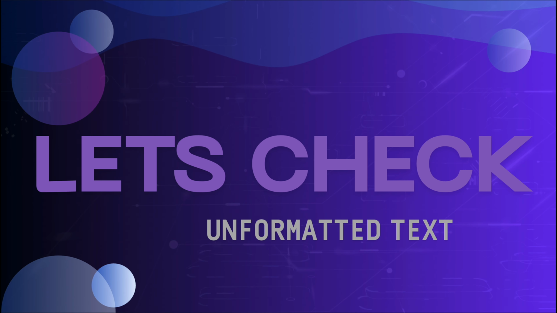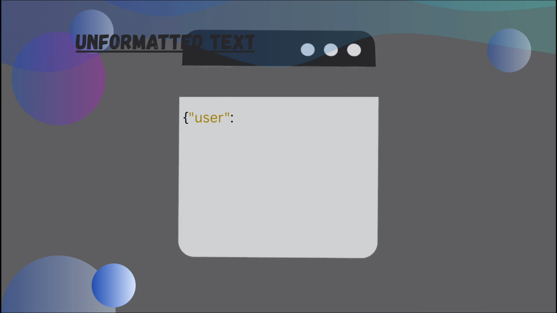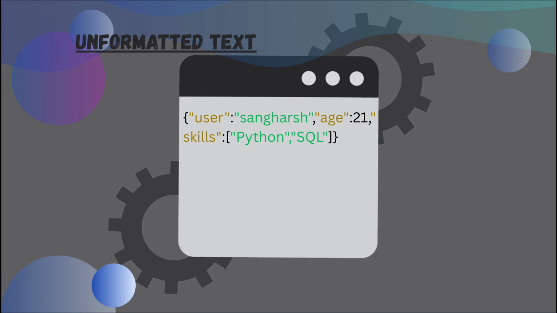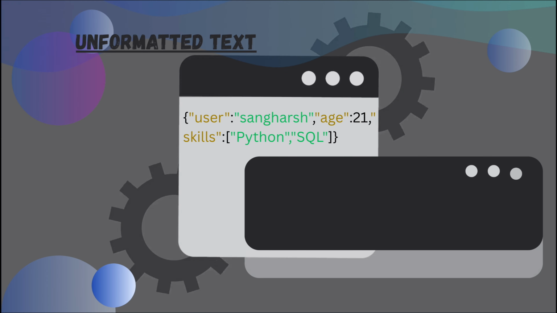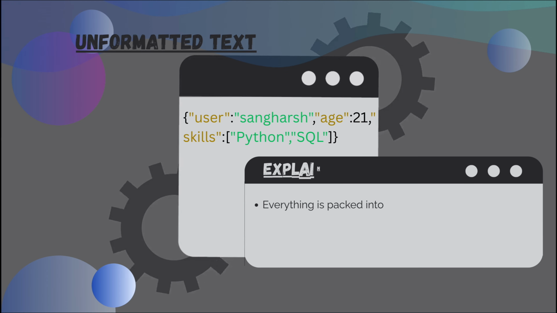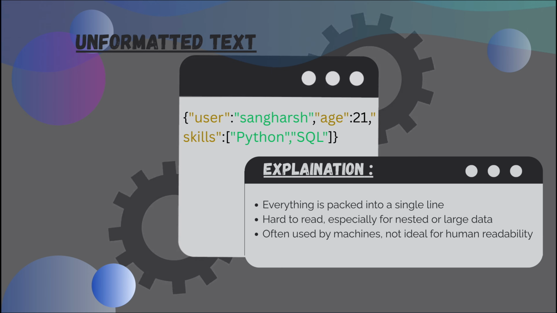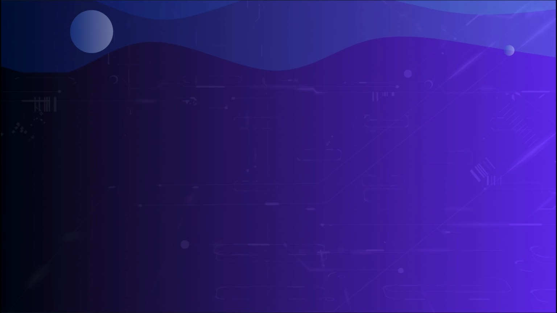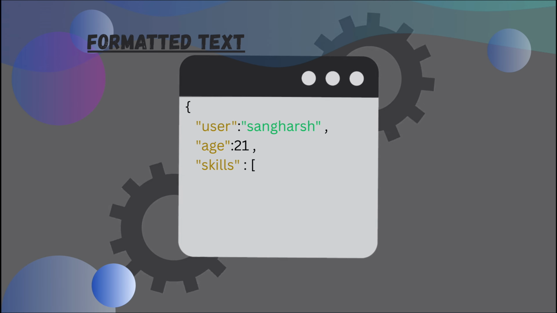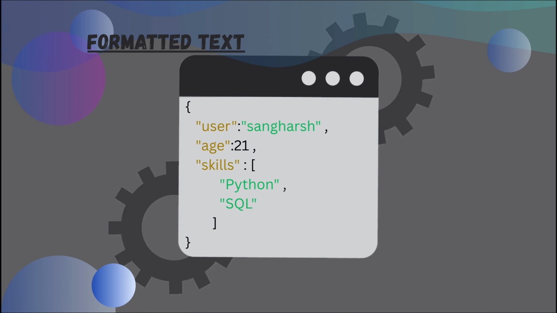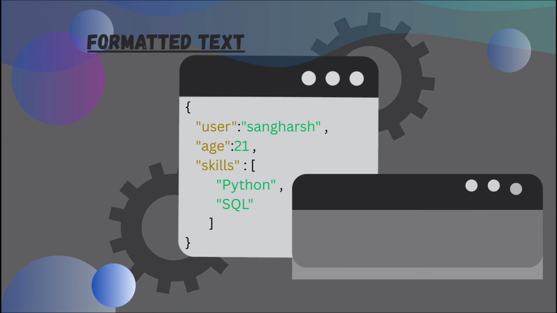Let's look at an example. Here's some raw unformatted JSON. Now imagine working with hundreds of lines like that. Tough, right? Now look at the formatted version. Each key and value has its own line. The structure is clear and your brain can relax a little. Much better.